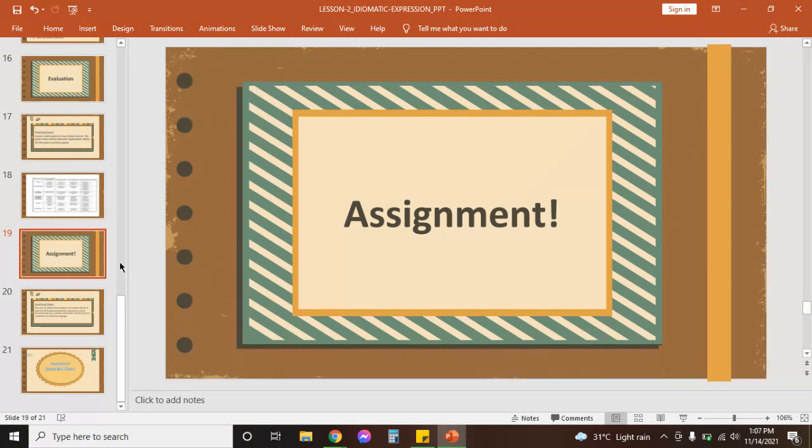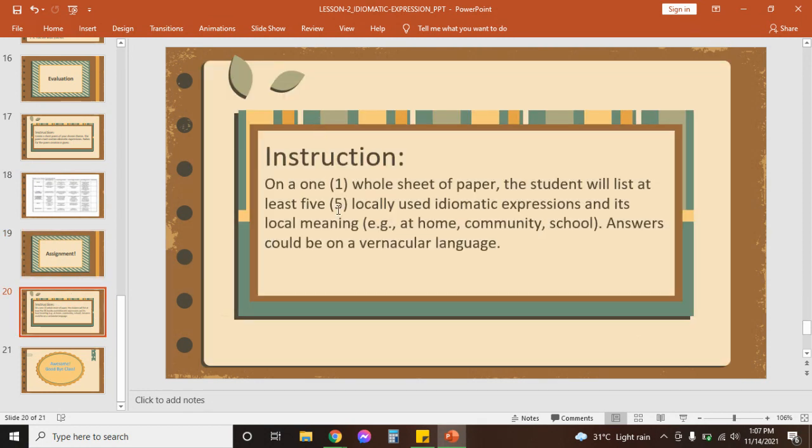And for the assignment, kindly read. On one whole sheet of paper, the student will list at least five locally used idiomatic expressions and their local meaning. Example, at home, as communities, the full answer could be in the vernacular language. When we say vernacular language, you can use your first language, your native language. You can switch code. For example, you can use Bisaya and Tagalog, or Tagalog and English, or Bisaya and English. So it's okay if you use vernacular language because we are not expecting something that is grammatically correct.